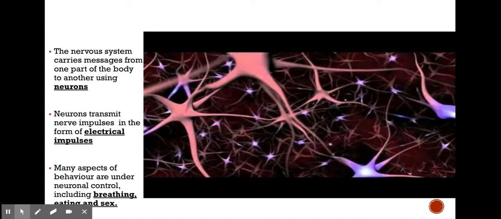So, what does the nervous system do? It carries messages from one part of the body to another using small structures that we call neurons. Neurons transmit these nerve impulses in the form of electrical impulses, and many aspects of our behavior are under neuronal control, including breathing, eating, and sex. So these little structures are vitally important for keeping us alive and enabling us to do the things that we do on a daily level.